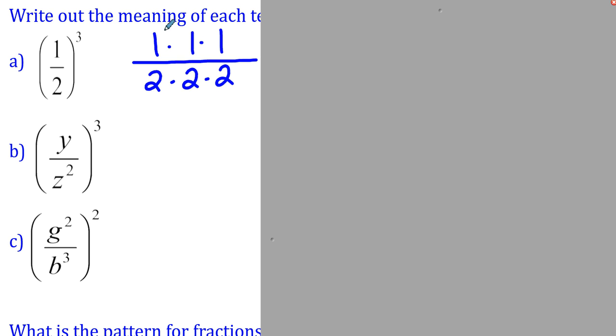And again, we look to see, are there any greatest common factors that we can divide out? In this case, we don't. So what happens? 1 times 1 times 1 is 1. 2 times 2 is 4, times 2 again is 8. So this can simplify to 1/8.